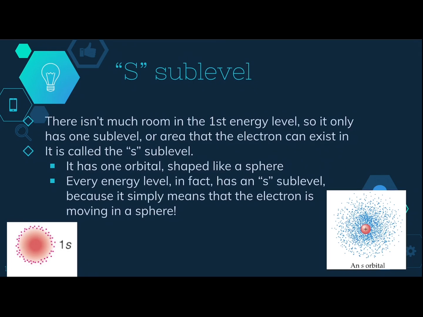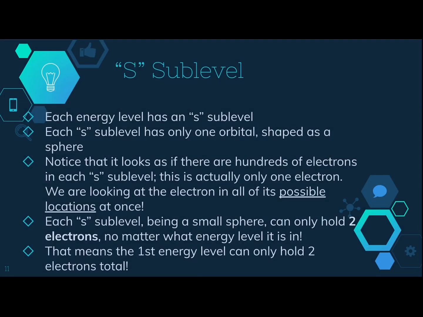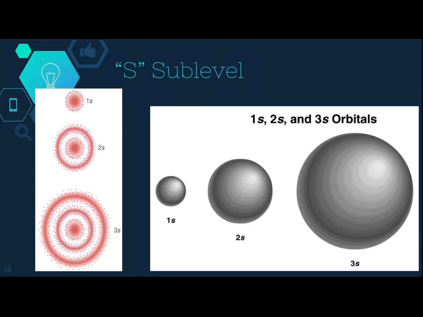So on these pictures, there's tons of little dots. All those dots just represent where an electron can be located, but in reality, you'd only have 1 to 2 electrons. Each energy level has an S sublevel. Each S sublevel only has one orbital, which is shaped as a sphere. Notice that it looks like there are hundreds of electrons in each S, but it's only 1 to 2 electrons. We're looking at all the possible locations. So our first energy level can only hold 2 electrons total.